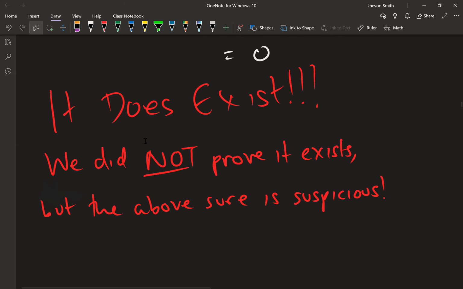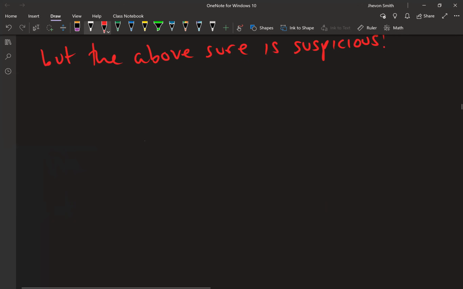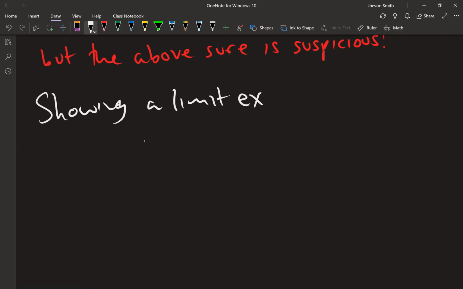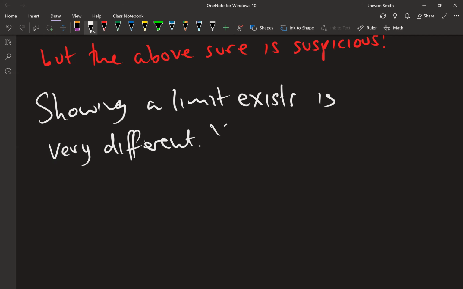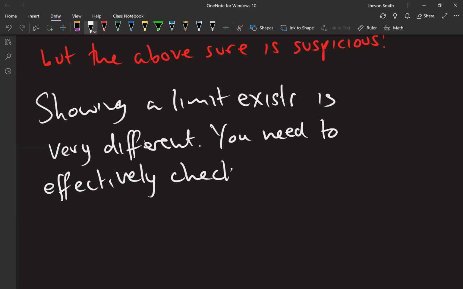Now, showing that a limit exists is very different. You need to effectively check an infinite number of paths.